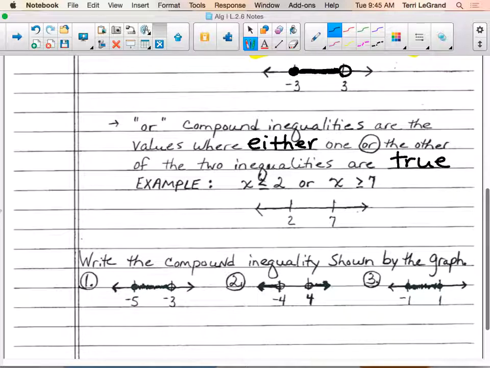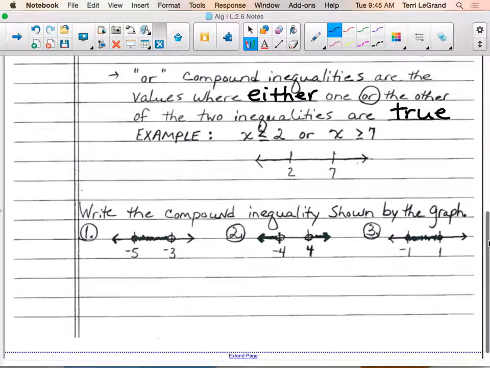So, example. Somebody, AJ, why don't you read the examples for us on this one? X is less than or equal to 2, or X is greater than or equal to 7. Okay, so this is an intersection or a union one? Union, meaning you bring them together on the same number line. Okay, so how about our endpoint 2? Is it a solution? Yes. Okay. How about our endpoint 7? Is it a solution? Yes.